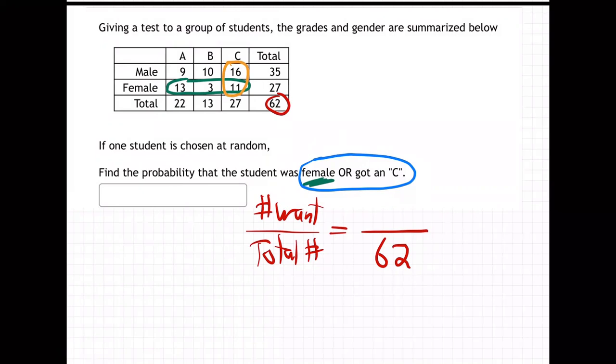So do you see how I've just circled all the people in the table who are either females or got a C? I circled all the female people, all the C people. So we just need to add all those up. So it's going to be 13 plus 3 plus 11 plus 16. Just like that. So what is that? I don't know. Let's see, 32, 42. I think it's 43 out of 62. And then you can leave it that way, type it in as a fraction, or just divide it and get a decimal on your calculator and type that in.